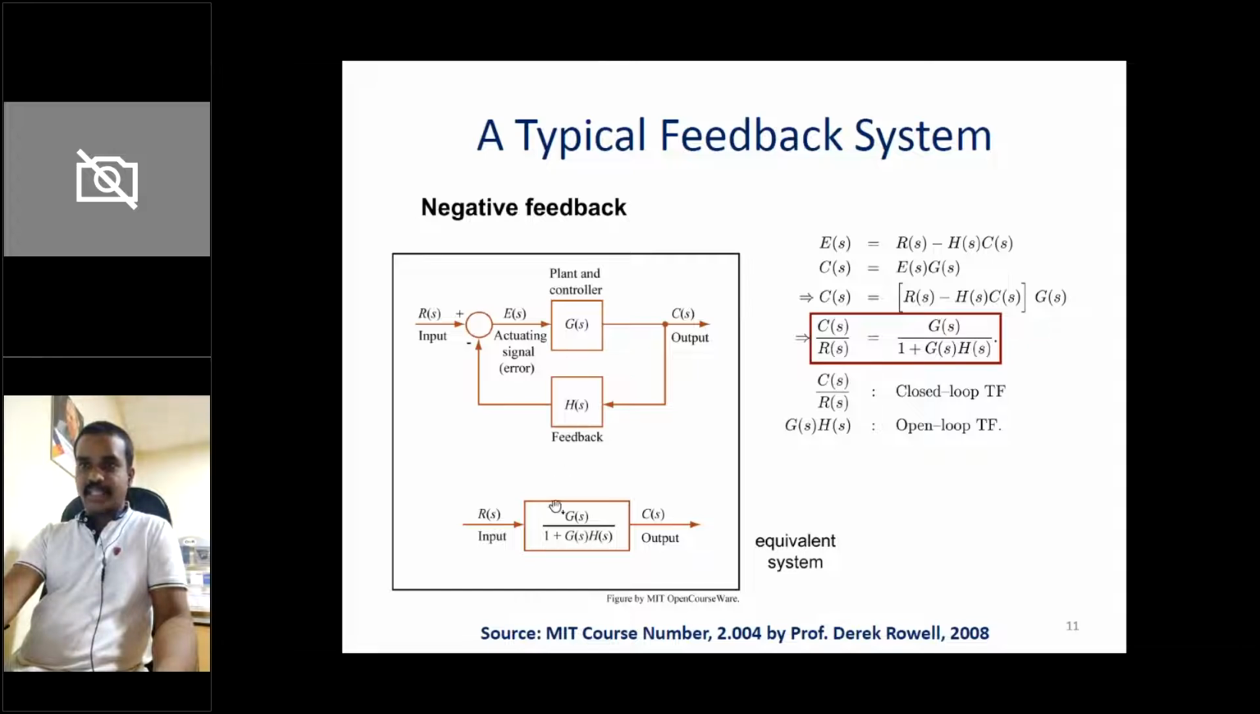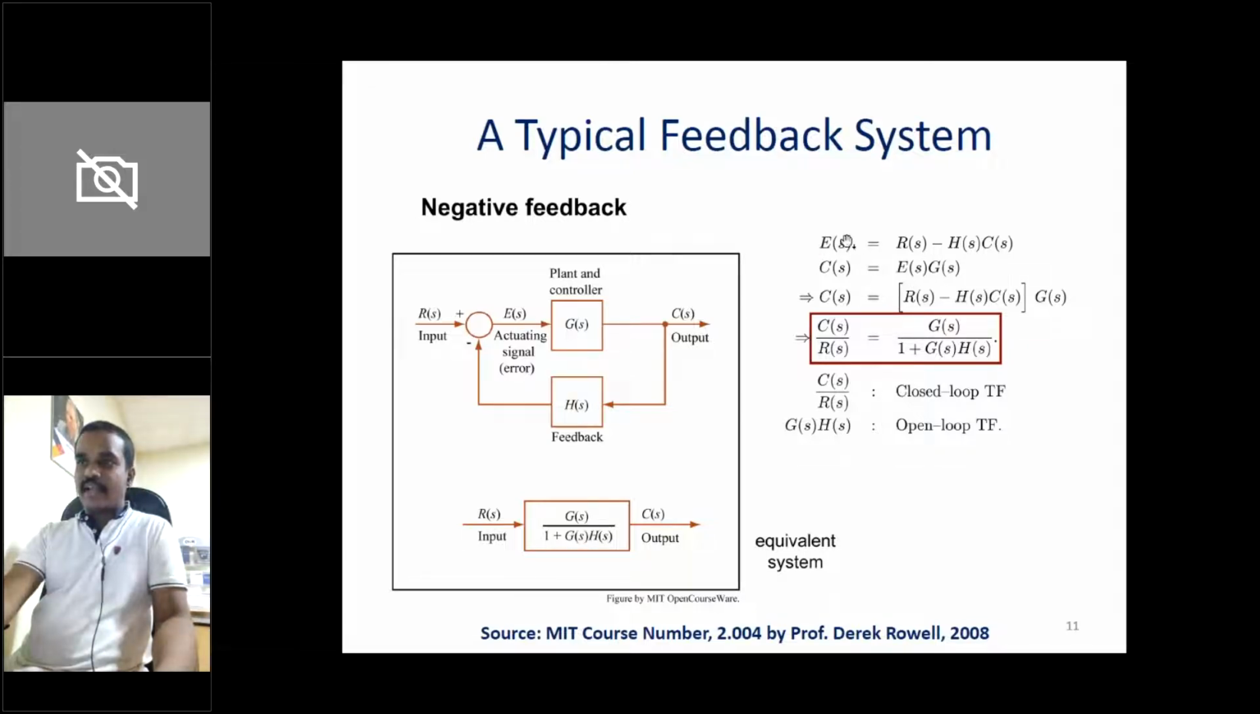And this is G by 1 plus GH. How we are getting here, just briefly, we see error E(s). So this is E(s) equal to R(s) minus this particular signal. This particular signal is nothing but C(s) into H(s). So now my E(s) equals R(s) minus H(s) into C(s). So what is this C? The C is nothing but this block G into E(s). So that's what we are seeing.